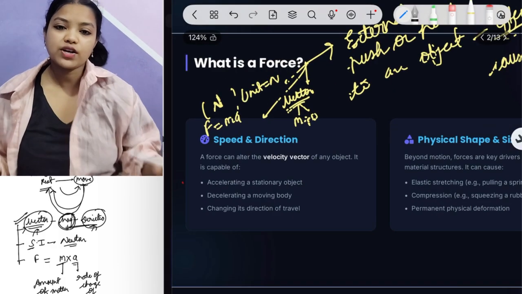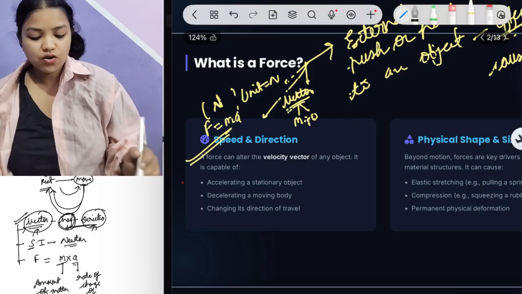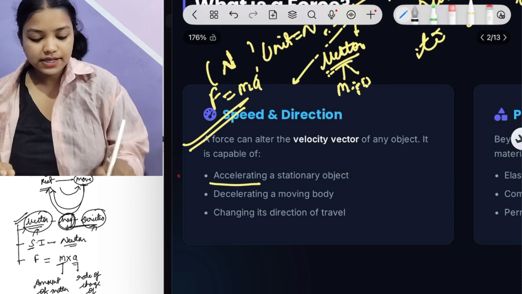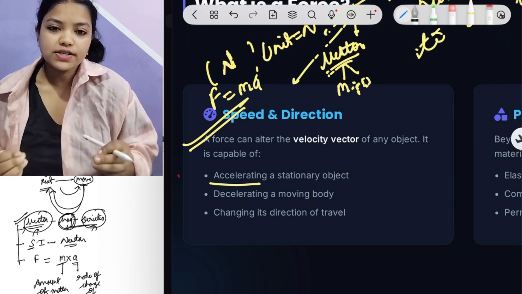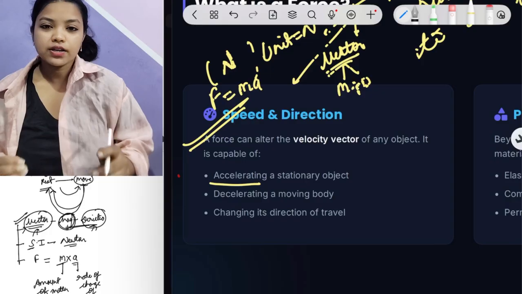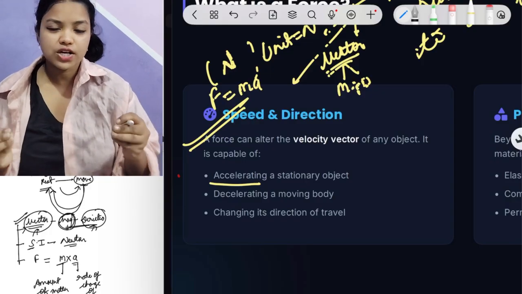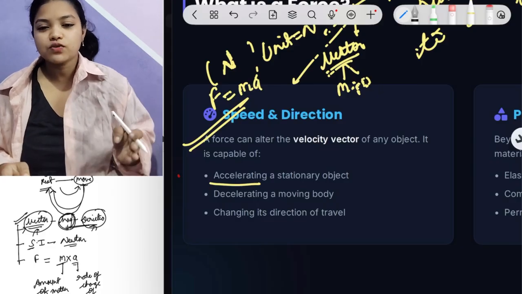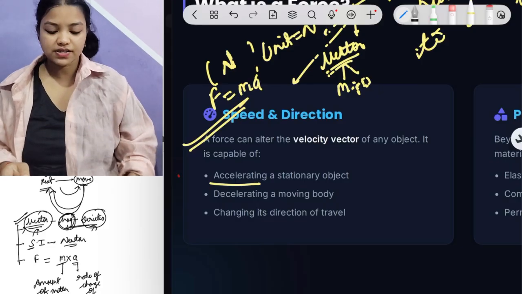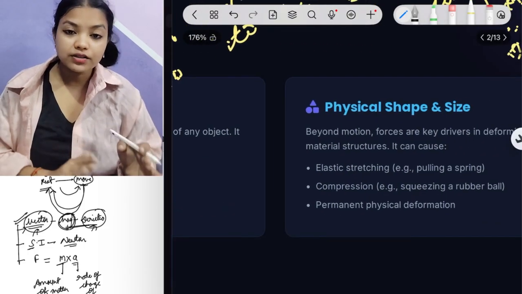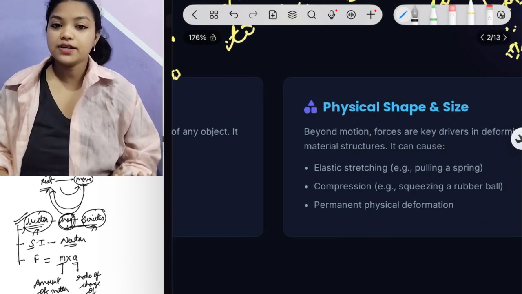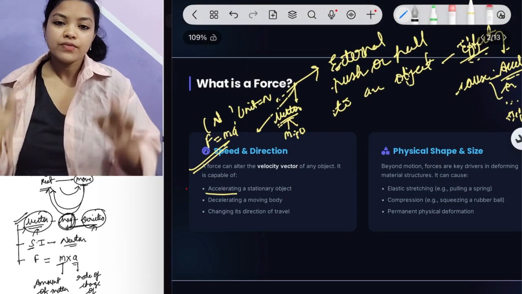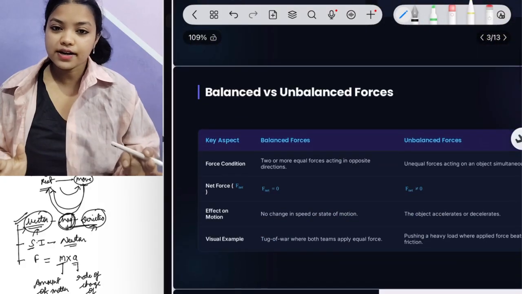And what are the effects of force? It can change the velocity of an object. Clear? It can accelerate. जो accelerate मतलब move कर सकता है, velocity को change कर सकता है. Stationary object को move कर सकता है, और जो move कर रहा है उसमें change कर सकता है. Okay? Then what is the other impact? It can change the shape and size of an object. तो ये सारे effect of force हैं. Is it clear?